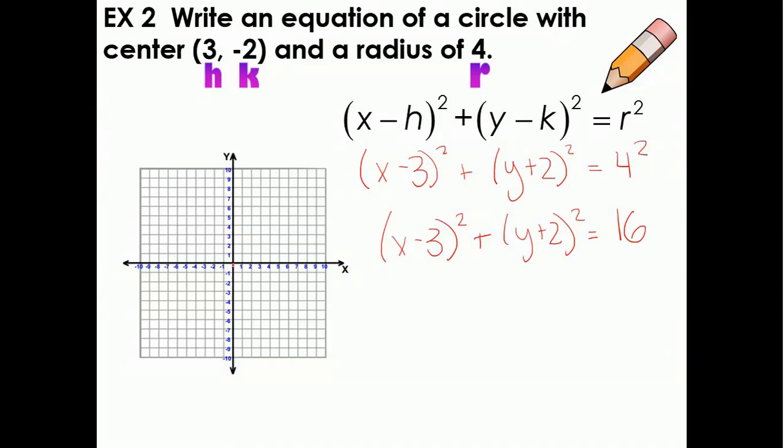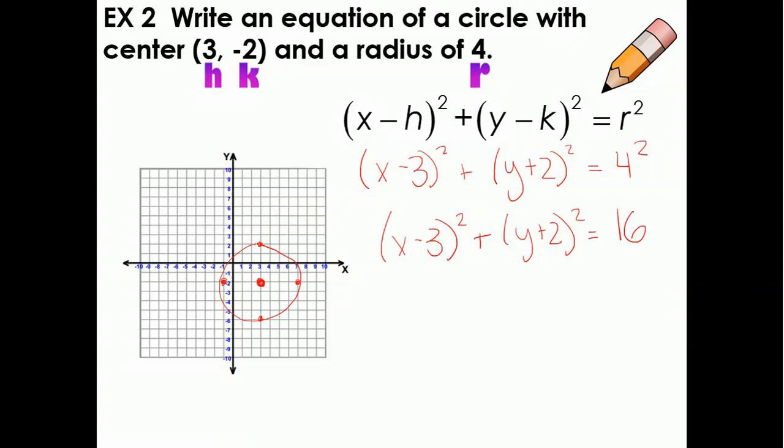Okay, so let's graph. So I got 3, negative 2. That's my center of my circle. So I'm going to put a nice dot right there. And my radius is 4. So from this dot, I get to go 4 each way. So 1, 2, 3, 4. 1, 2, 3, 4. 1, 2, 3, 4, and 1, 2, 3, 4. So, drawing my circle here. Oh, missed that one a little bit, but that's okay. That is my circle with a center of 3, negative 2.